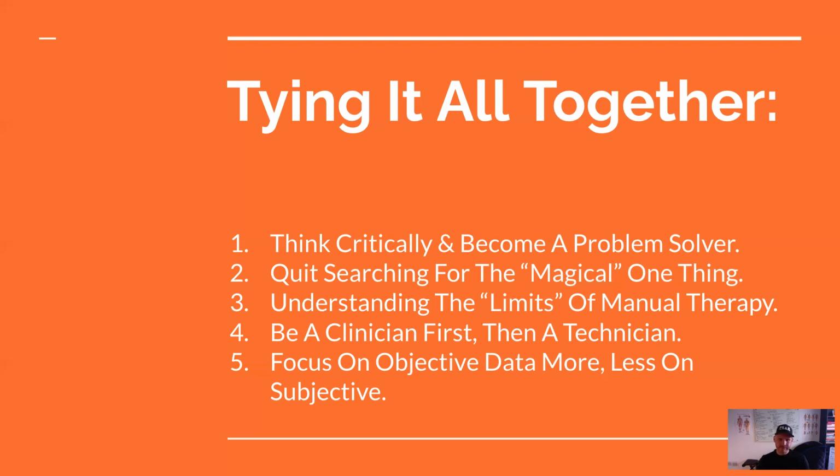And lastly, focus on objective data more, less on subjective. So many people focus on how they feel instead of how they function. Subjective is very emotional and it can be up and down. Your job is to have test and retest to know they're making progress in their function. I always say if it doesn't move, it must improve. And as things start moving and start functioning better, they will start feeling better.